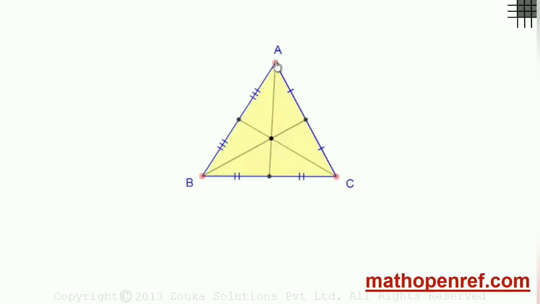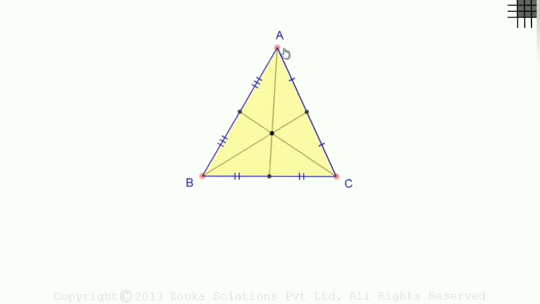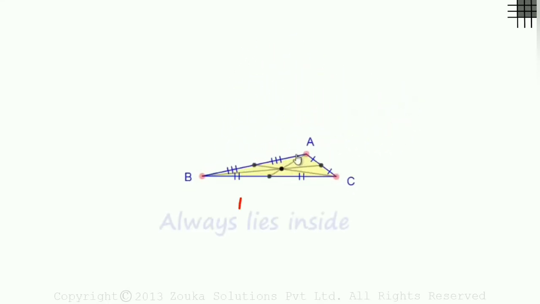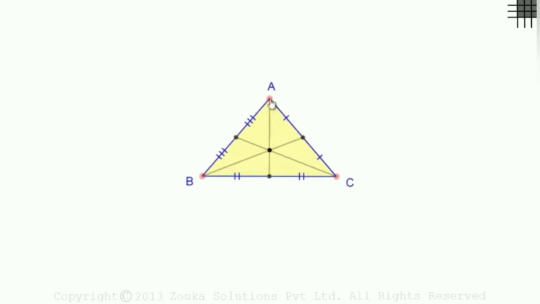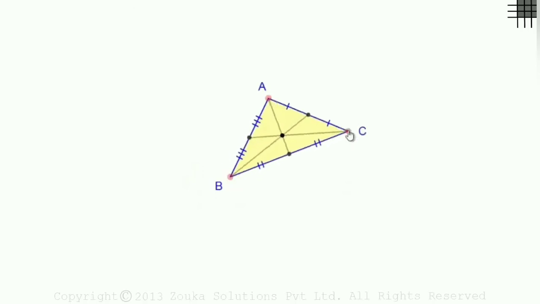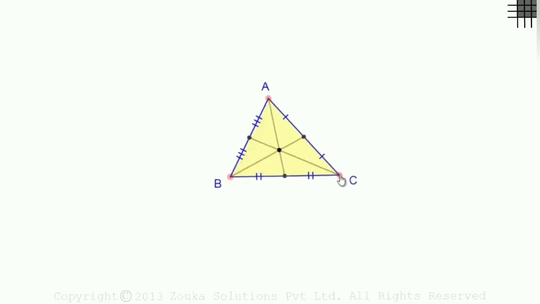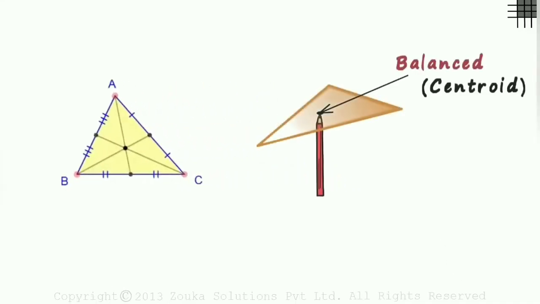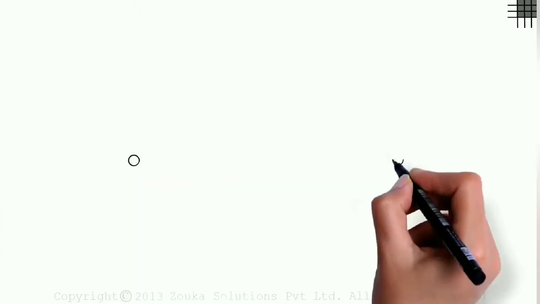This recording from mathopenref.com will help us understand that. To change the shape and the size of the triangle, let us try moving the vertex A around. No matter where it is moved, the centroid always lies inside the triangle. Even if we try moving vertex B, it will remain inside. And it's the same case with vertex C. Actually, it is kind of intuitive if we look at our previous examples. If we want to balance the cardboard at a point which is the centroid, of course it cannot lie outside. It will always lie inside the triangle.